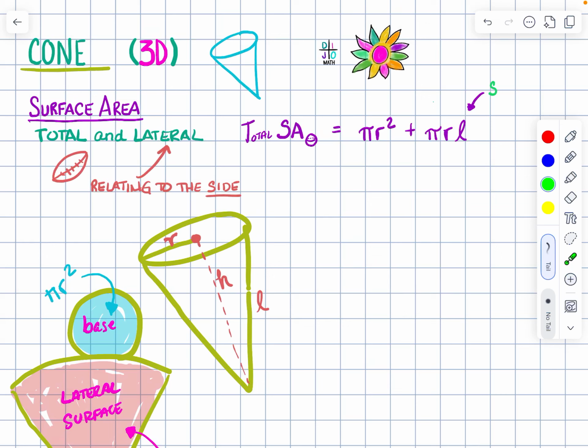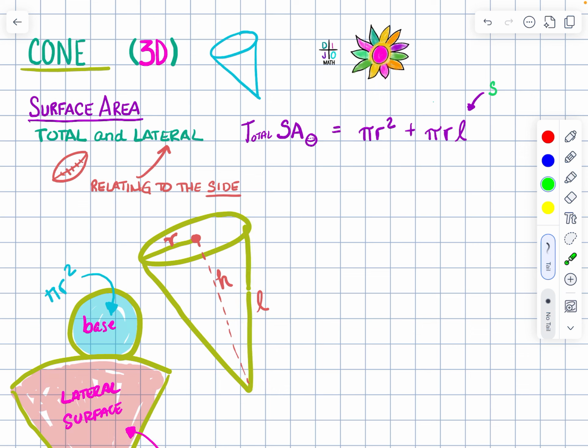When we're solving for the surface area of a cone, we're introduced to something different than we've seen when doing, say, a rectangular prism or sphere. We're introduced to this lateral slant height. You may see this as a cursive L or an S to represent this length right here. So you need to be aware of that.